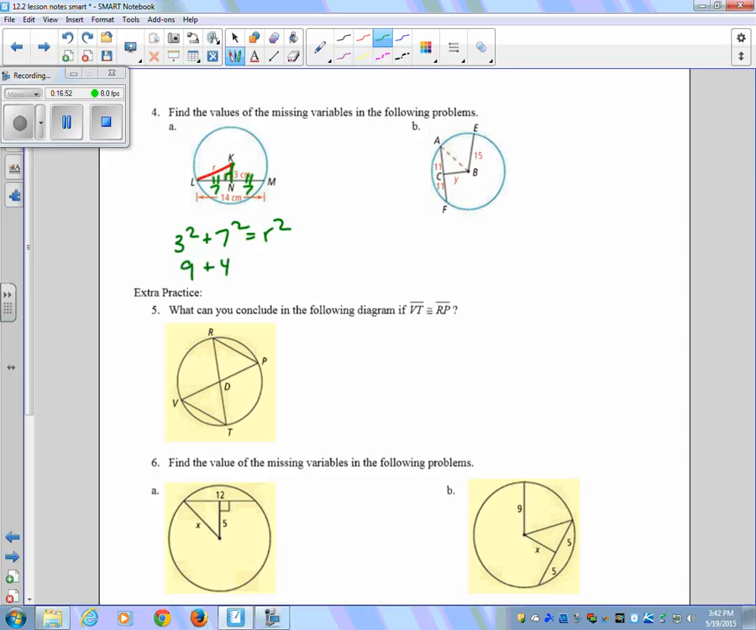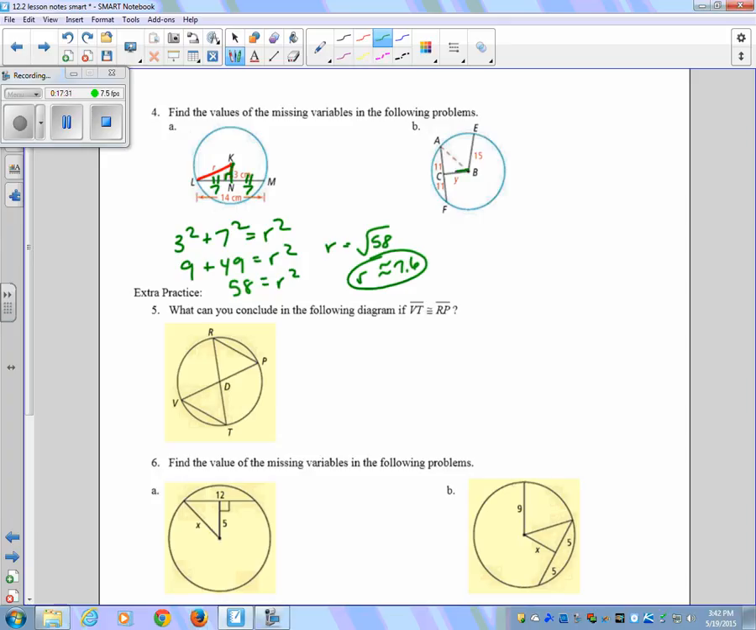9 plus 49 equals r squared. 58 equals r squared. And r equals the square root of 58. If we want to put that as a decimal, the square root of 58 is 7.6 approximately. And so that would be the radius, approximately 7.6.